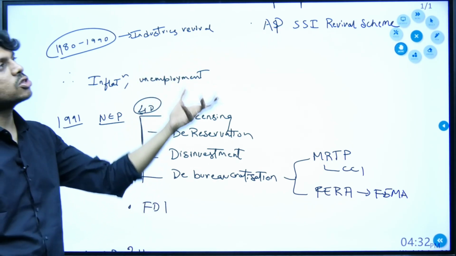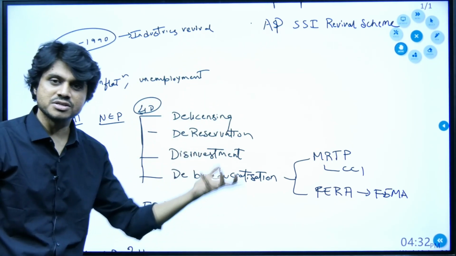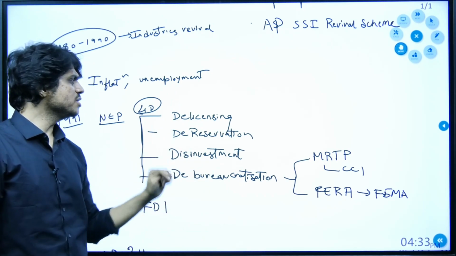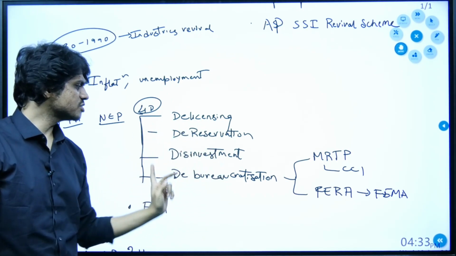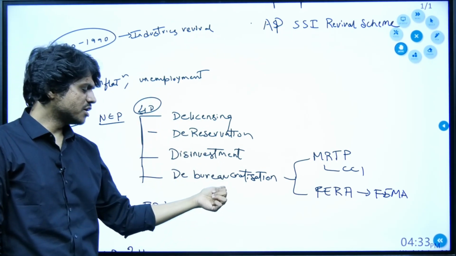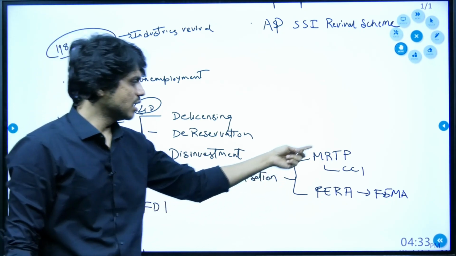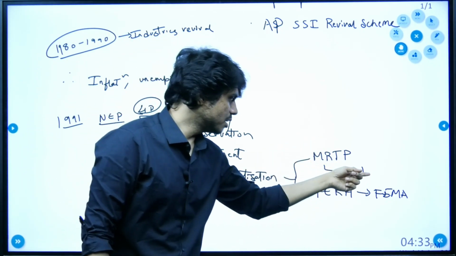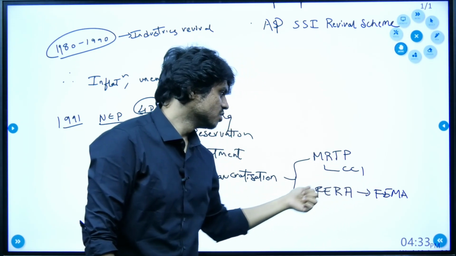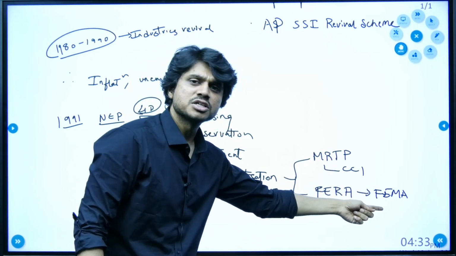Now you cannot mention all the provisions that are present in the liberalization, privatization, globalization. Simply remember this 4D: delicensing, dereservation, disinvestment, debureaucratization. Under debureaucratization, what they did is this MRTP Act, from this MRTP to the Competition Commission of India, from the Foreign Exchange Regulation Act to the Foreign Exchange Management Act.